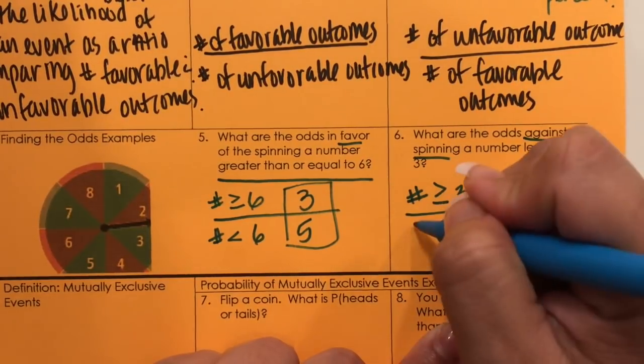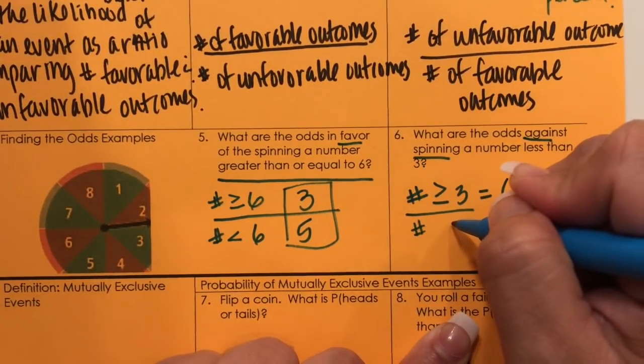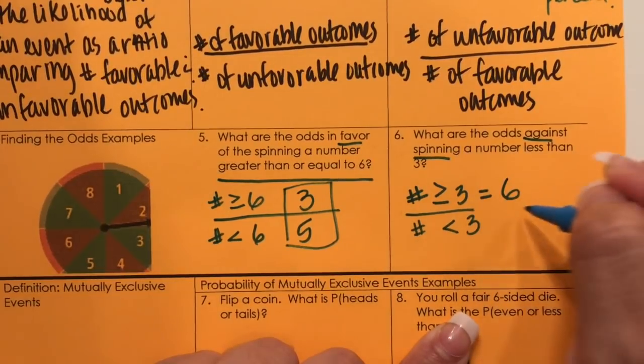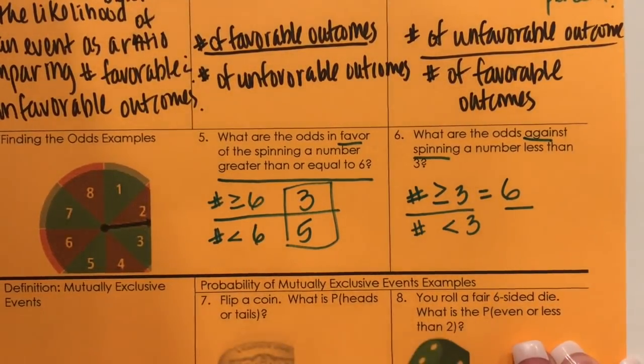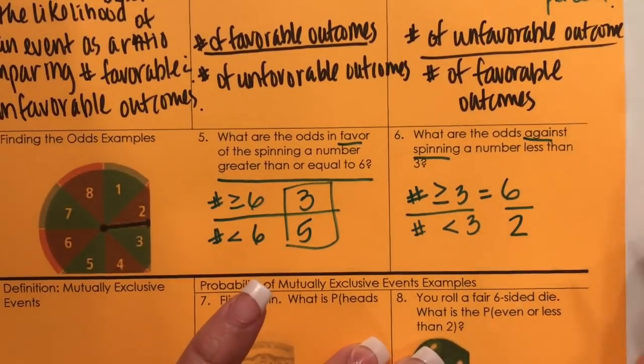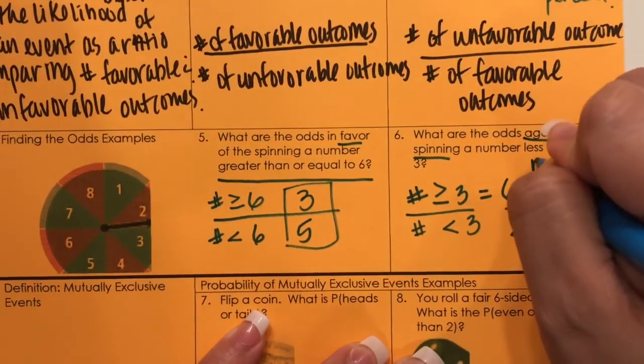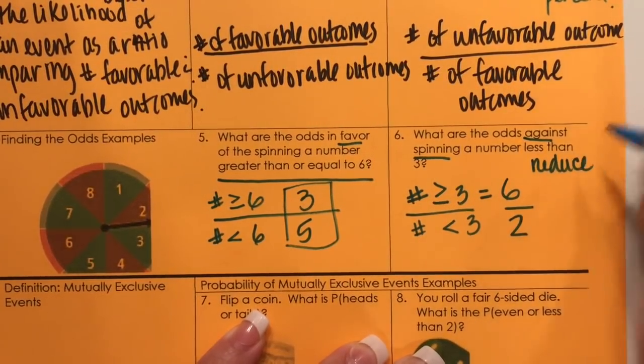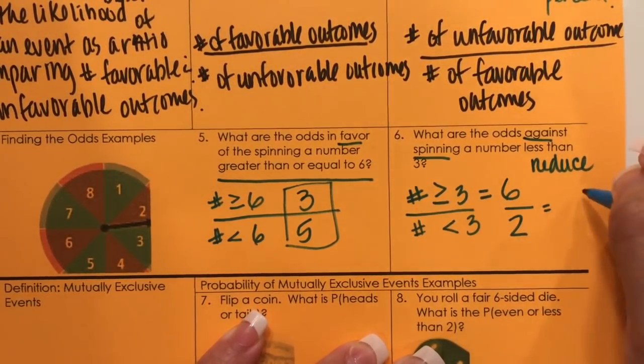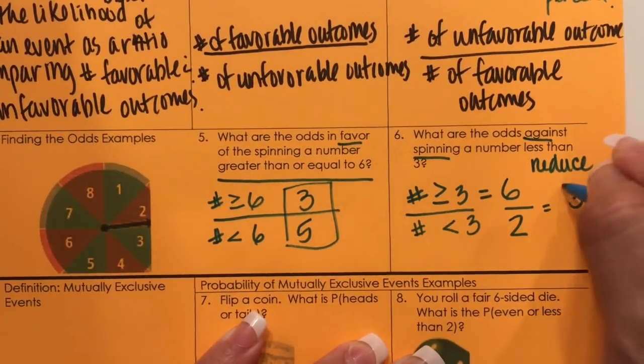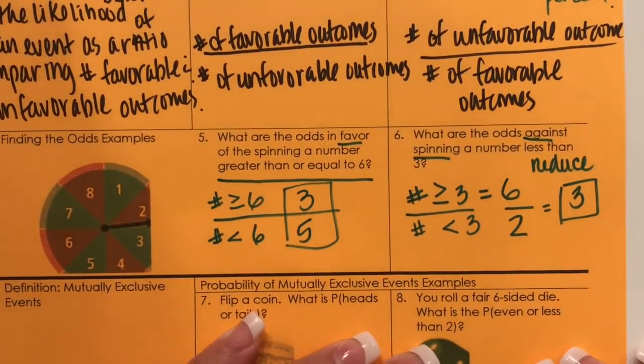And then we're going to divide it by the numbers less than 3. If we count the numbers less than 3, 2 and 1, it's going to be over 2. We have to reduce, and I'm going to get 3. Okay.